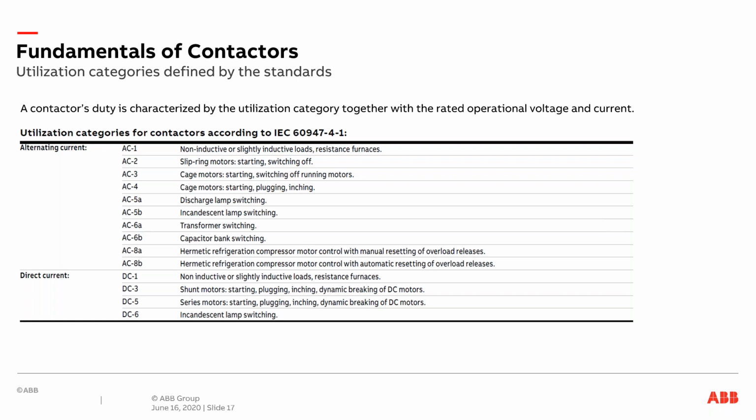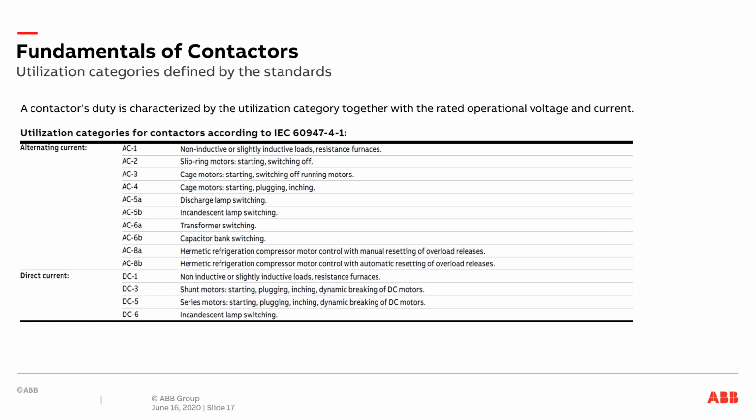And we also have AC6B, which is for capacitor bank switching. So in capacitor banks, there is high inrush. The inrush can be 100 times or more than the rated current. So we have special contactors, especially for capacitor bank switching.